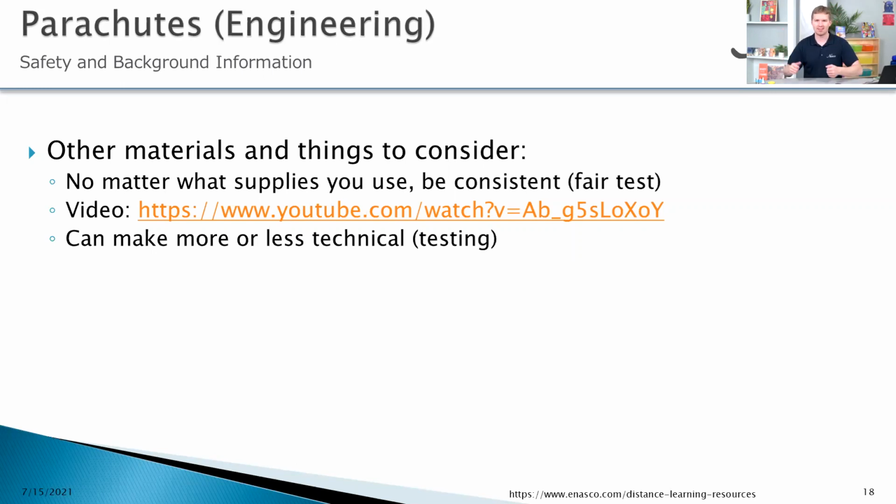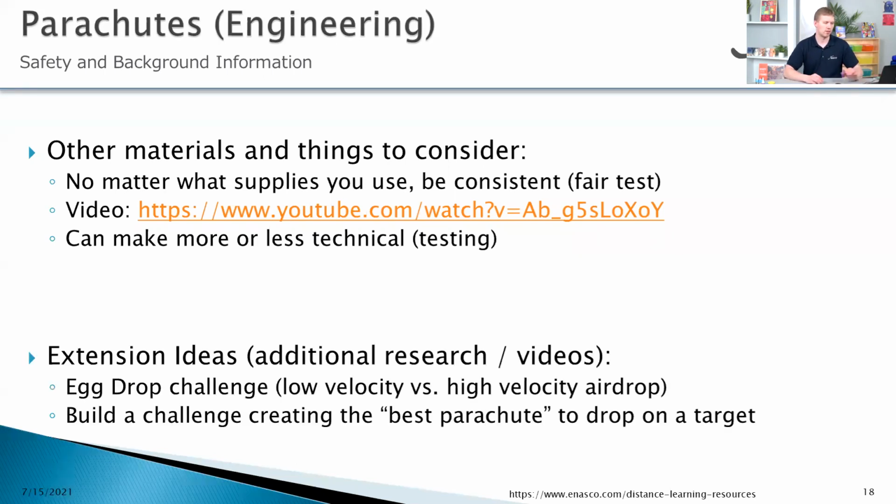And then as they test it, each one can have a hypothesis. Hey, this is what I think is going to happen. This is the reason why. Why does a square work better than maybe a different polygon? So there's a lot of different things that they can use in there.